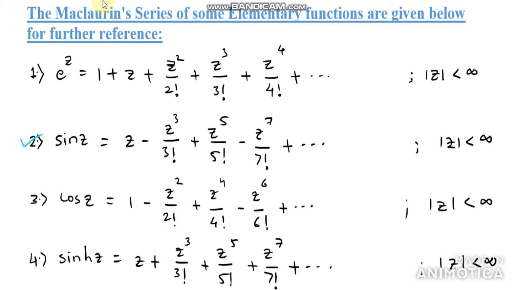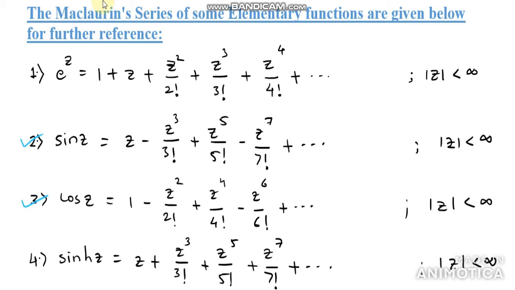Now for the third function, f of z is equal to cos z. The Maclaurin series expansion of cos z is equal to 1 minus z square divided by 2 factorial plus z raised to 4 divided by 4 factorial minus z raised to 6 divided by 6 factorial plus and so on. Modulus of z is less than infinity, so this expansion is valid for any finite modulus of z.